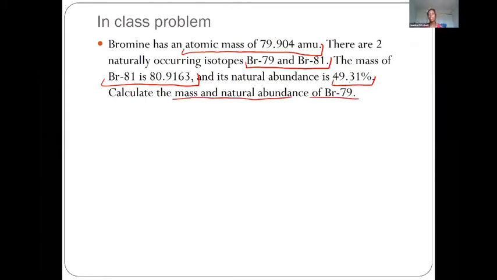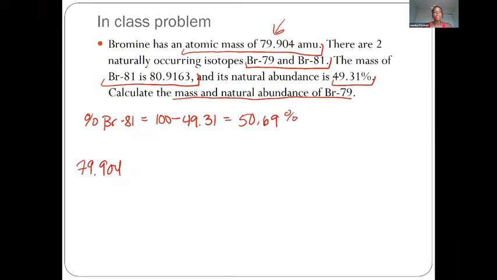So there's a lot of information that we have to weave together here. The fact that we know that there are only two naturally occurring isotopes helps us to figure out the abundance of that second isotope. Remember, the abundance should add up to 100%. So if one of them is 49.31%, the abundance of the other isotope would be equal to 100 minus 49.31. Go ahead and plug that in your calculators. We end up with 50.69 as the abundance for that particular isotope.